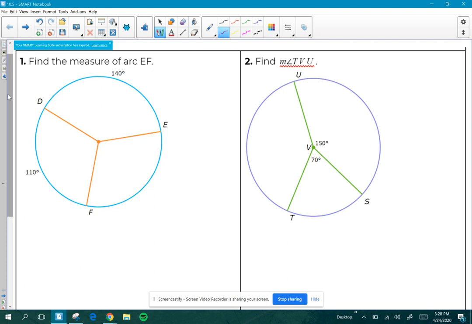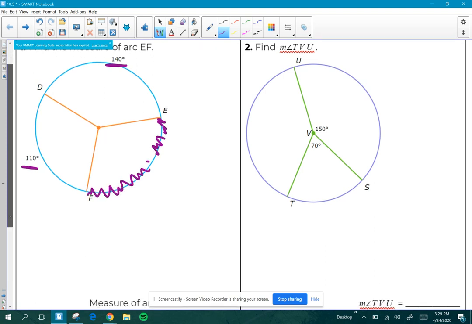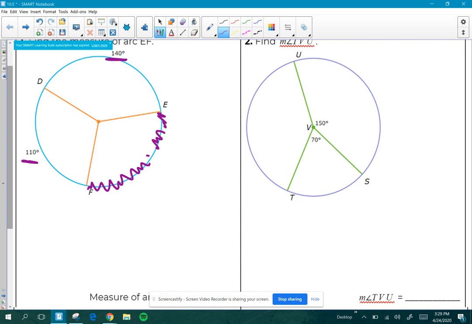So I know that arc DF for problem 1 is 110 degrees. I know that arc DE is 140 degrees. And then I'm looking for arc EF. I don't know how long this is. I need to figure out how long this is. So in order to do that, I know that part of the circle is 110 and another part of the circle is 140. My first step is I want to add those together.